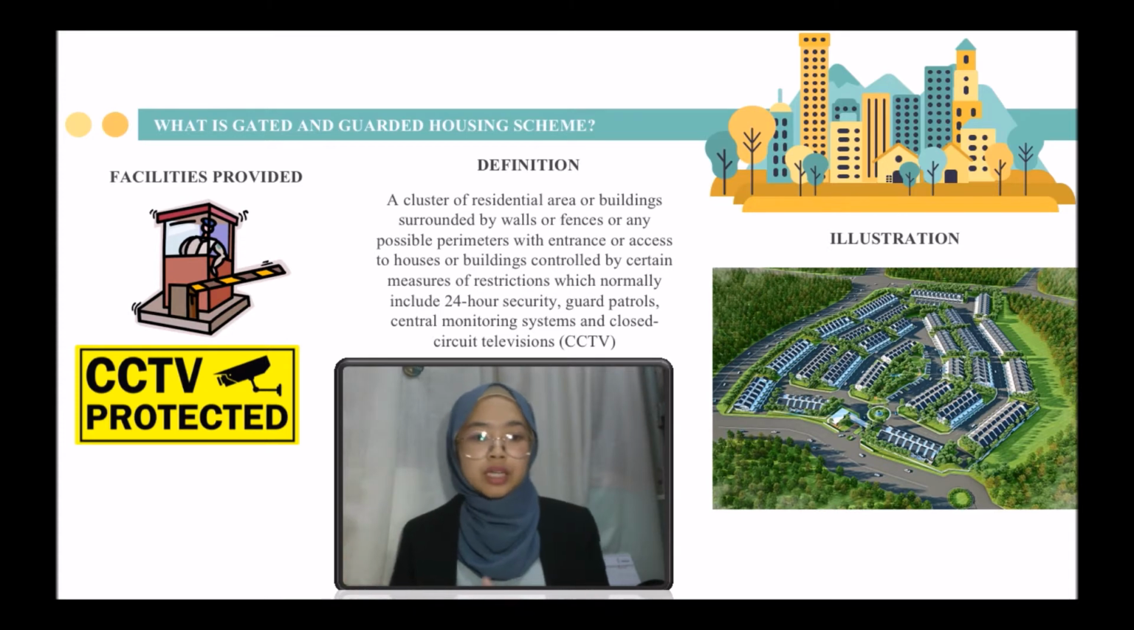And then the next one is the CCTV, which is also known as closed circuit television. It is to ensure that the whole housing scheme is safe from any crime occurring in the housing scheme.